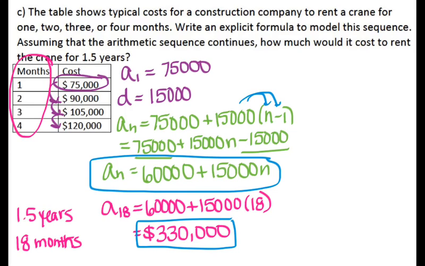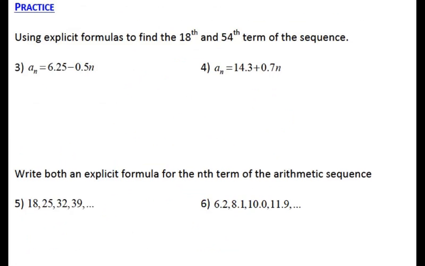Okay, another way that you can do this is you can actually continue the table until you get to the 18th month and then figure it out that way. But that takes a lot more work. It's going to take longer, but you will still get the same answer. You will still get the $330,000.